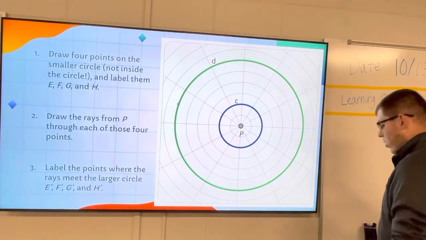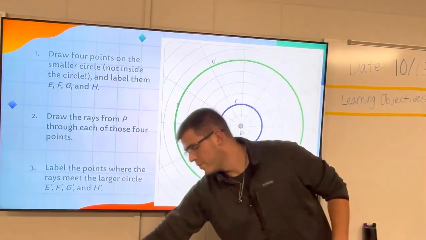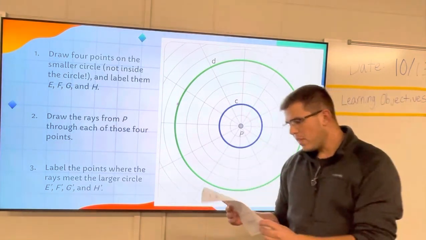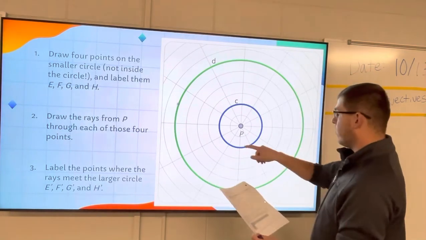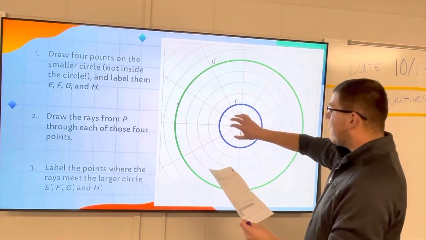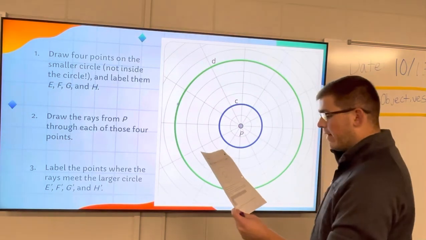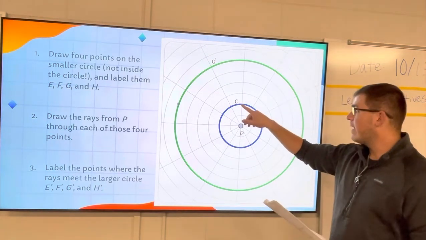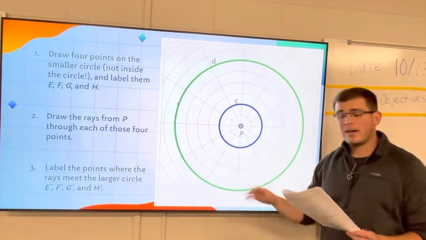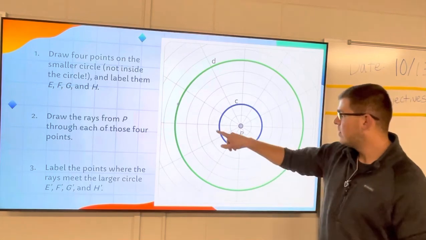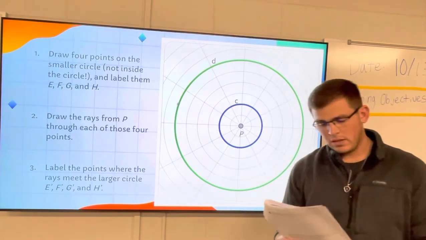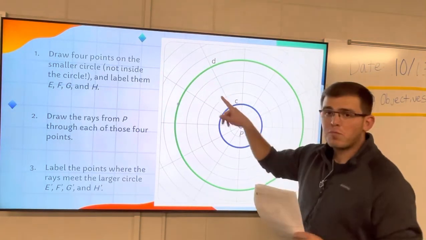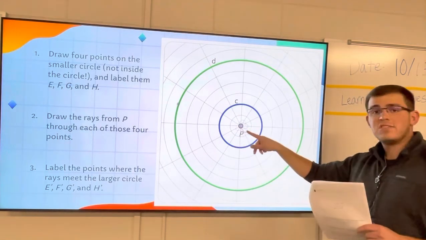So this is your activity 1. I want you to do this in your packet. You have this little grid here. The first one says draw 4 points on the smaller circle. Not inside it, but on the circle. And label them E, F, G, and H. It can be anywhere. It might be easier to try to label it in accordance with a ray, but you can write these anywhere. So draw 4 points anywhere on that circle C. And then what I want you to do is actually to draw the rays that intersect with those points that you just drew, all going back to center P.